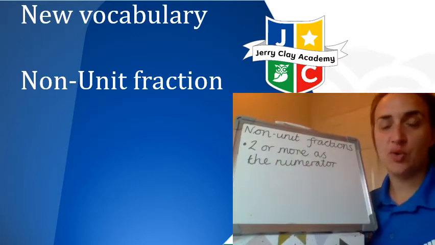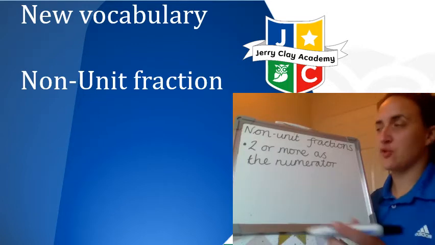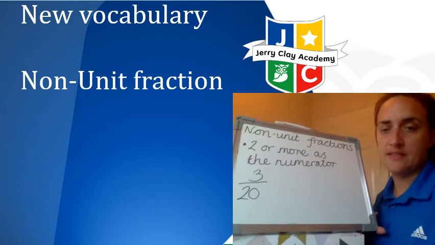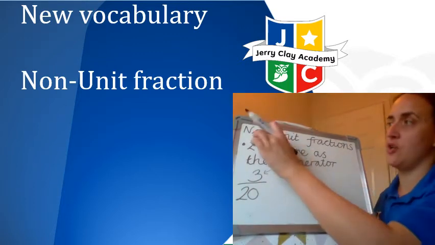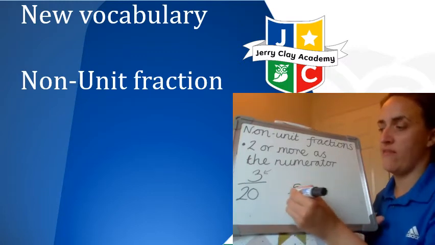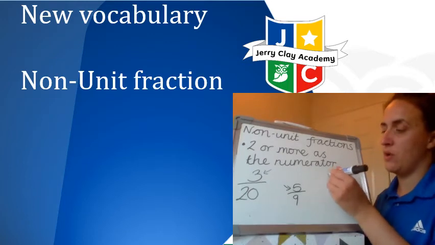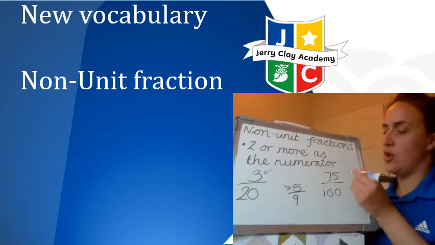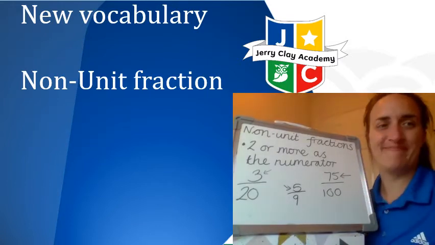So I'd like you to quickly write down a few examples. And I'm just going to write down a few as well. So I might say 3/20. The 3 gives me the indication it's not a unit fraction, it's a non-unit fraction. 5/9. Again, we've got 5 as the numerator. We could even have something like 75/100, which is a non-unit fraction because the numerator is larger than 1.